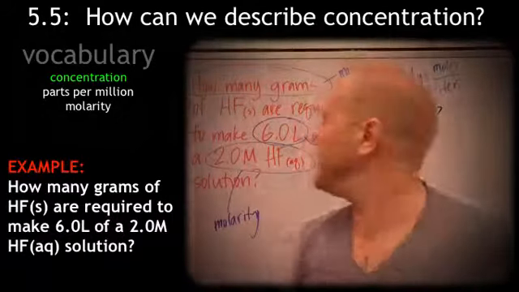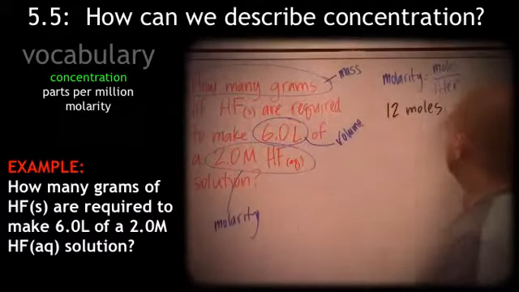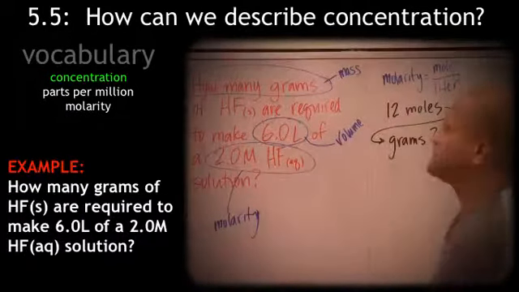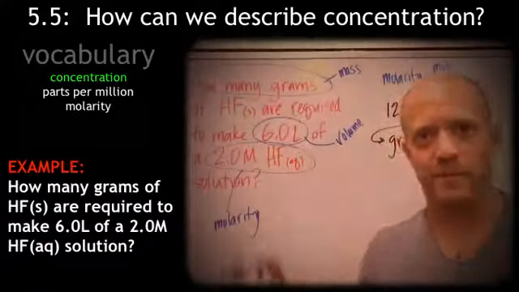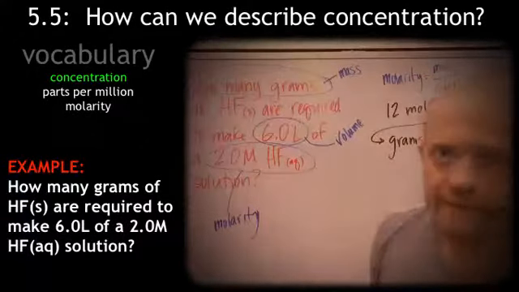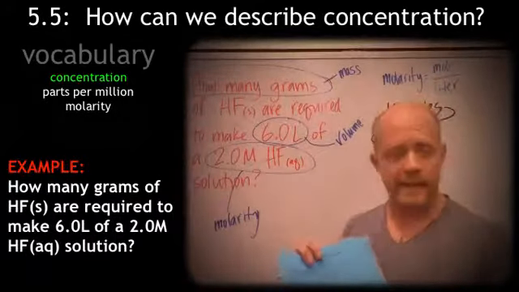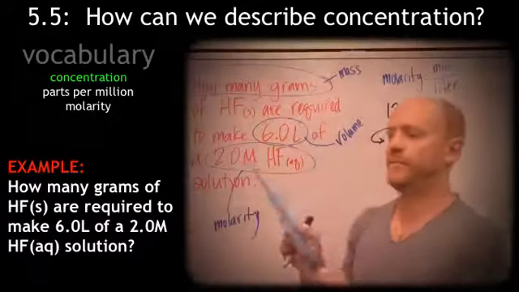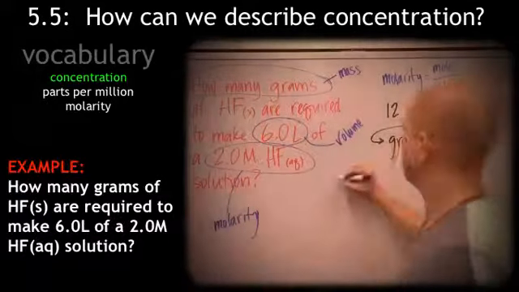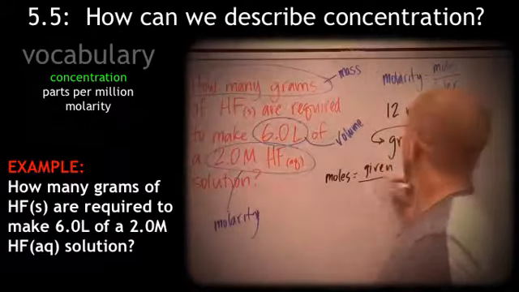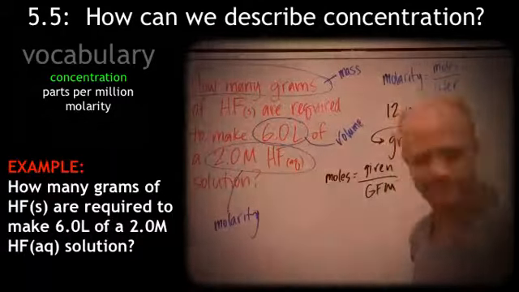Okay? Now we have moles. We need to convert that into grams. So we need to find out how we convert from moles to grams. Guess where we look? Table T. We're going to be using Table T a lot, so get used to it. We're going to look for mole calculations. Moles equals given mass over gram formula mass.